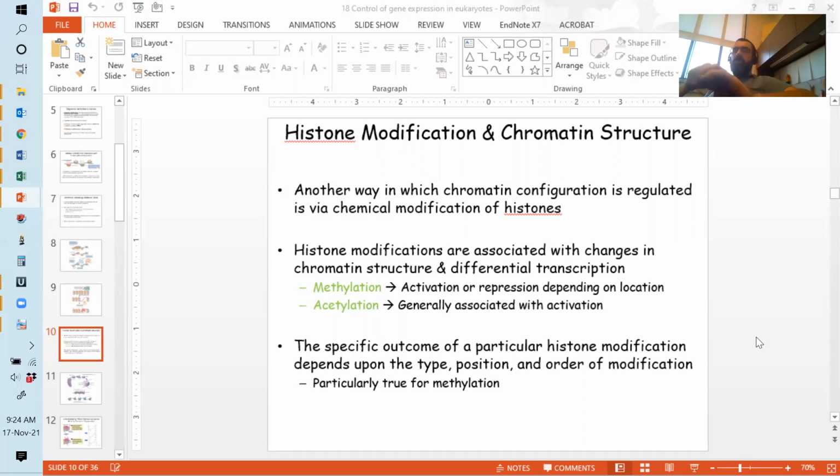Okay. And so those two different modifications are called methylation and acetylation. I'm going to type these out.